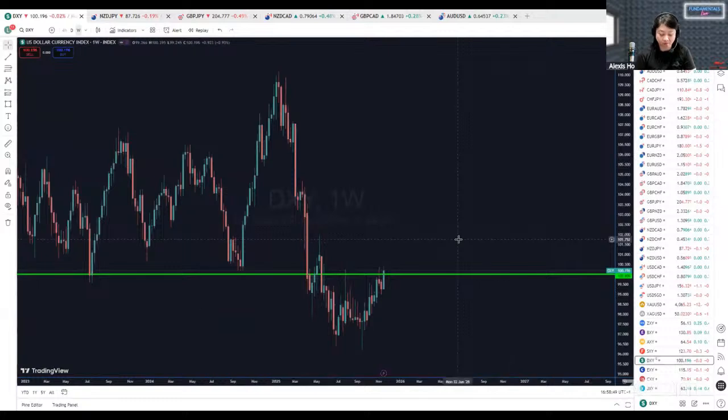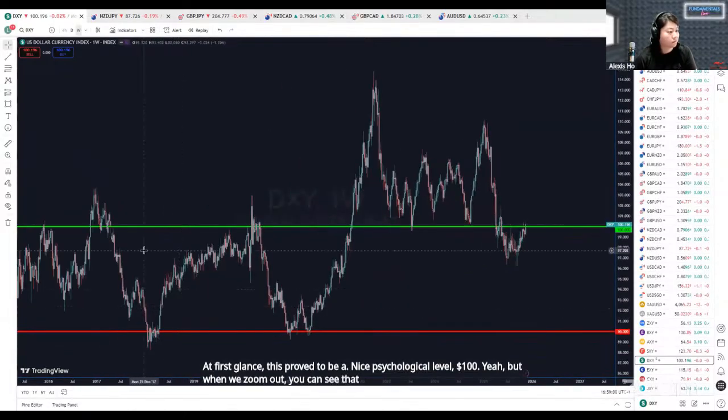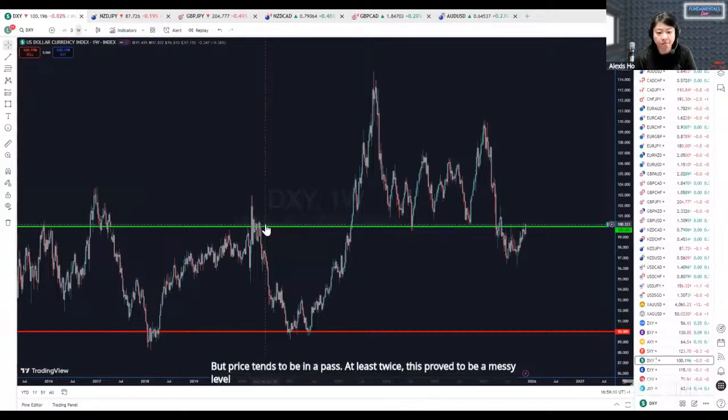Now, the USD dollar index proved to be a tricky chart to analyze. At first glance, this proved to be a nice psychological level, $100. But when we zoom out, you can see that although the level is being respected, sort of, price in the past, at least twice, made this a messy level. It does hold, but rather messy.